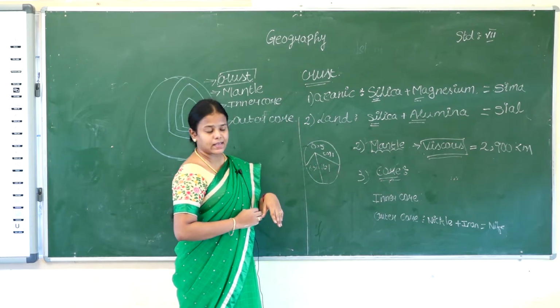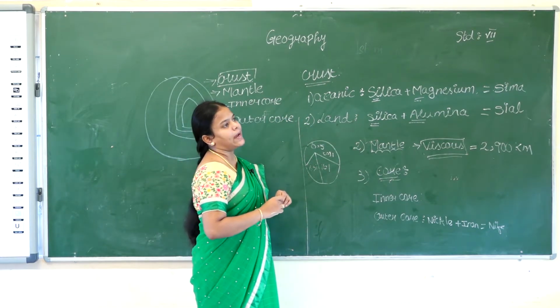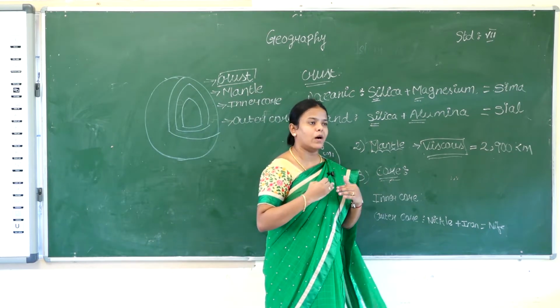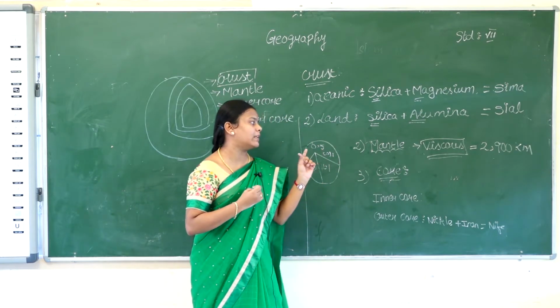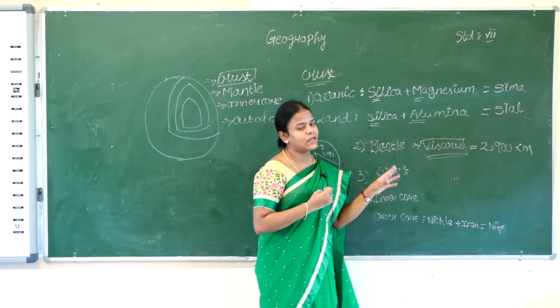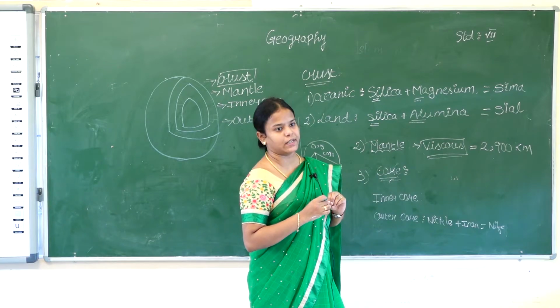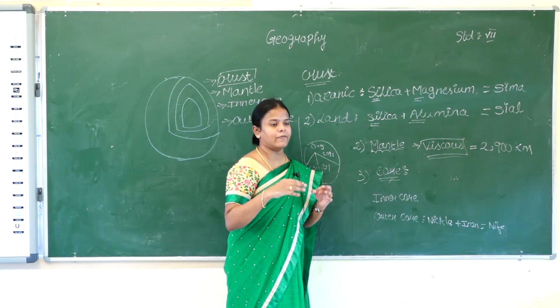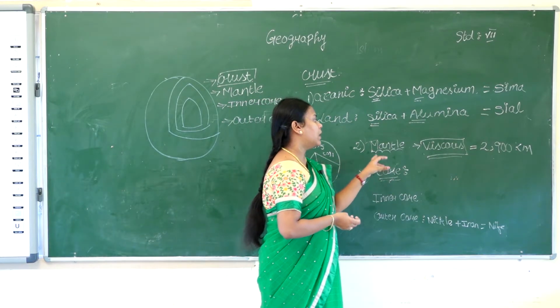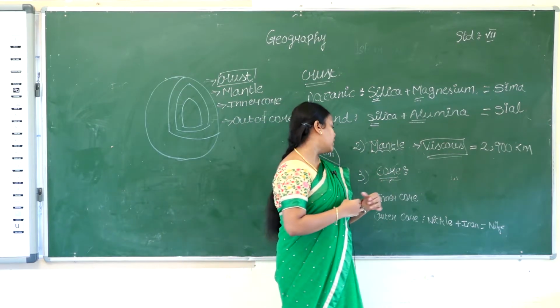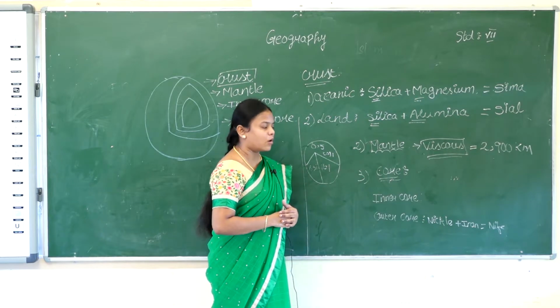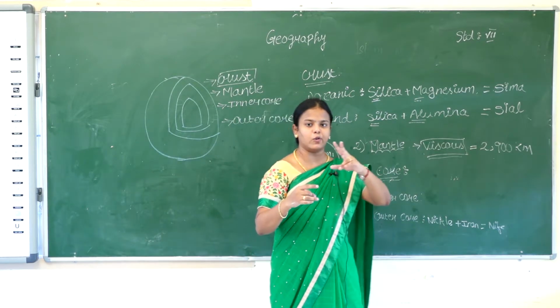The second layer is the mantle, and the mantle layer is just behind the what? The crust layer. And the thickness of the mantle is how much? 2900 kilometers thickness, and it is under high pressure. So the layer name is known as what? Viscous. Say viscous.